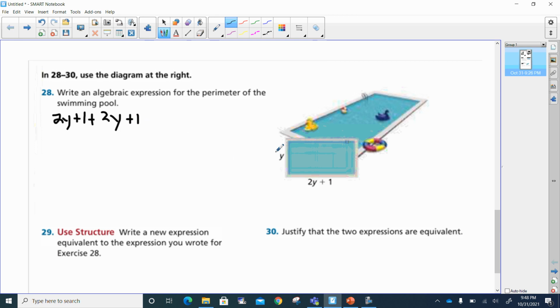And then we have a y, and that means this side's a y. So plus y plus another y.